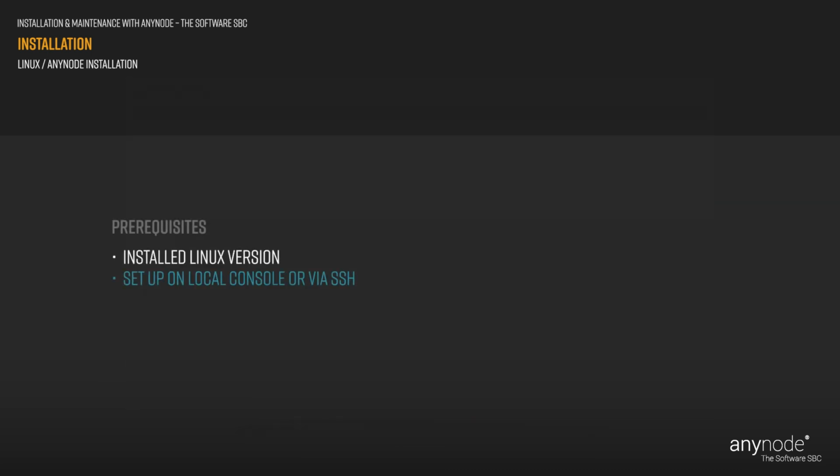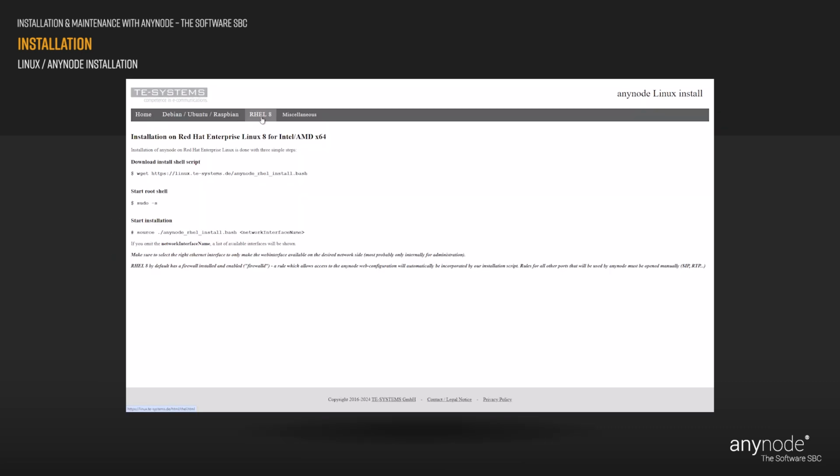For the installation, let us assume that you have already installed a version of Linux that TE Systems has tested with anynode on a physical or virtual system. You can set up the installation either on the local system console or via the network using SSH. The installation of anynode on Red Hat Enterprise Linux is performed using the following steps. Utilize the commands provided for Red Hat Enterprise Linux available on our TE Systems repository server.